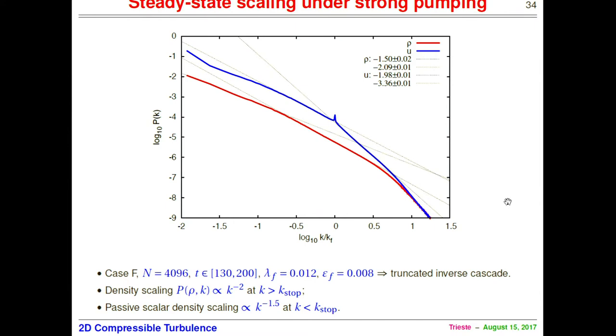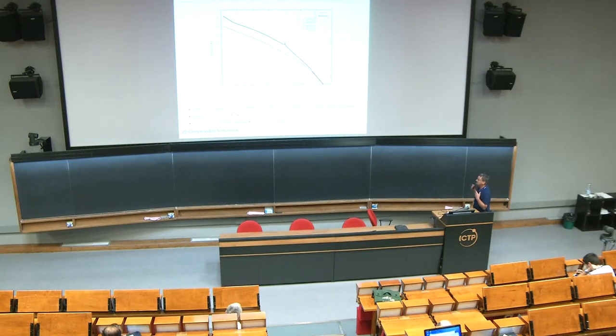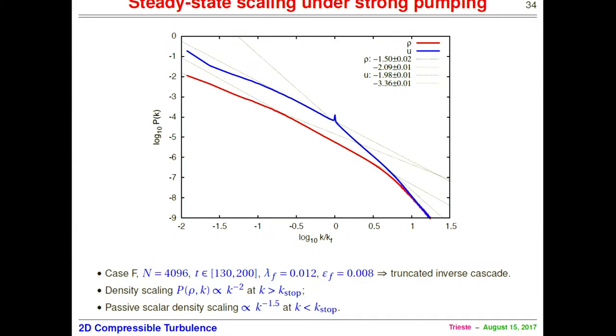So the spectra for the strong pumping case show k to the minus 2 scaling for both velocity and density. The blue spectrum is velocity. The red spectrum is density. And you see that at large scales, where the cascade is unable to go because the Mach number is too high, the energy gets dissipated. So the density spectrum switches to roughly k to the minus 3/2, I think, so it gets shallower. And the same happens to the velocity.